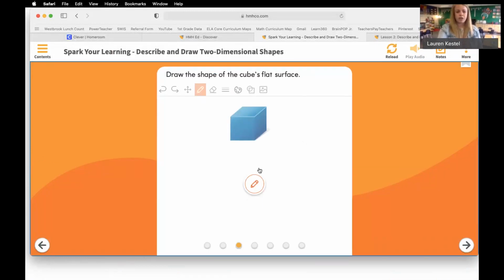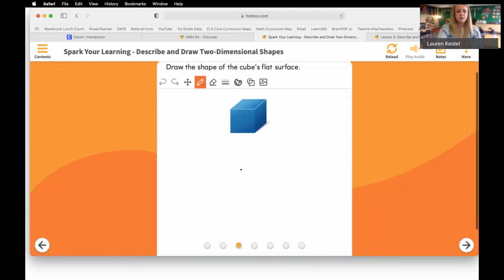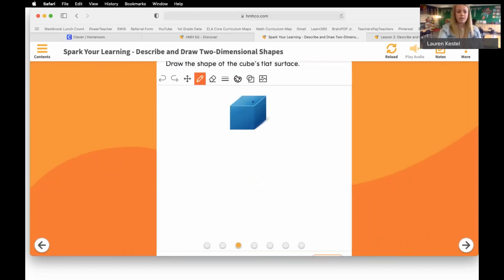Let's draw the shape of the cube's flat surface. So think about what each surface of this cube looks like. What is the shape you see that makes up a cube? Yes, a square makes up a cube. And remember, our square is going to have 4 sides, and all the sides are going to be equal length. So I'm going to draw a square here. It has 1, 2, 3, 4 sides, and 1, 2, 3, 4 vertices. And all the sides are the same length.